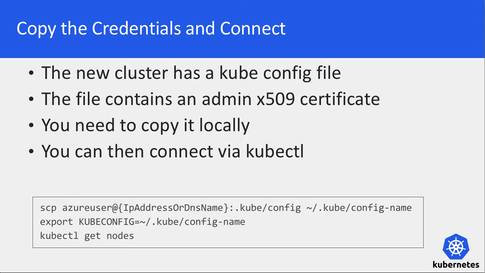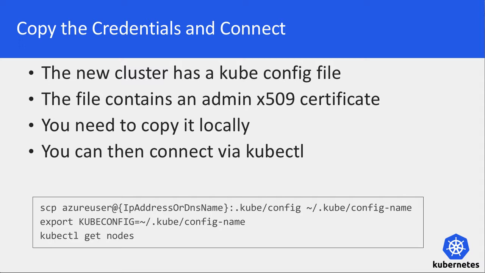Because I'm on OS X, I can use the scp command, and then pass in whatever I set the admin name for my VMs. In my case, if you remember, it was vmadmin, and I set that in that original acs-engine template. Add either the IP address or DNS name of your master, and I'll show you how to find that.